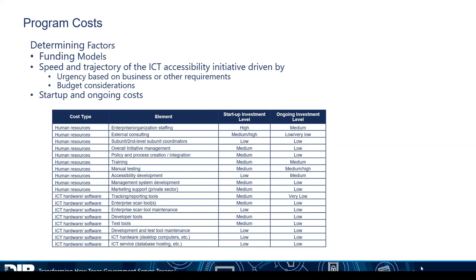So at the startup, investment levels are going to have a degree of high, medium, and low investment that you're going to need. And then the ongoing, once you get the program up and running, how do you continue that in a meaningful way? And some of the costs are, of course, going to go down once you get the program up and running. So this is always something to consider. You need to make sure that you really think about this when you're going forward to propose a program in your organization to avoid being shot.